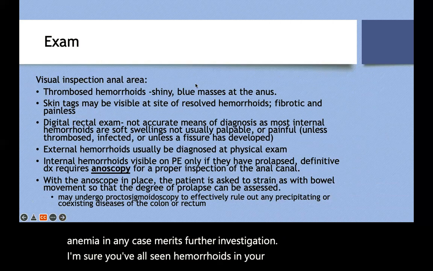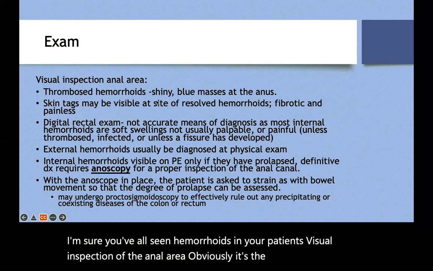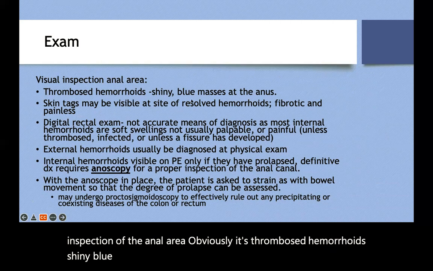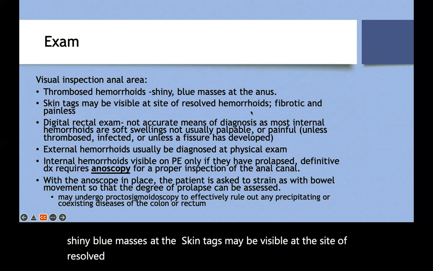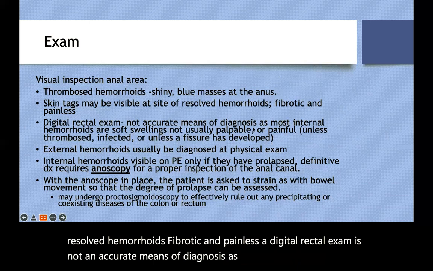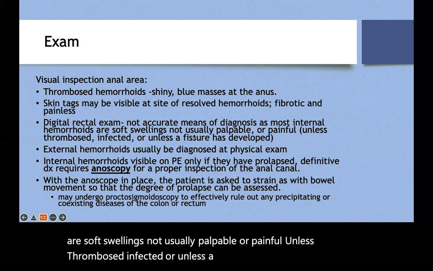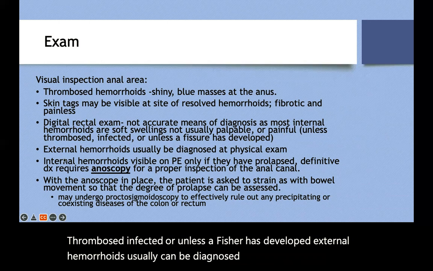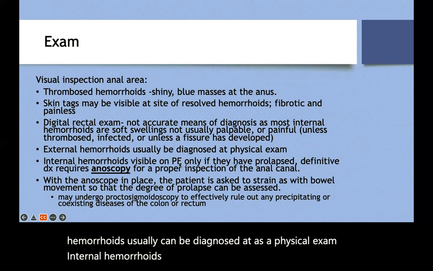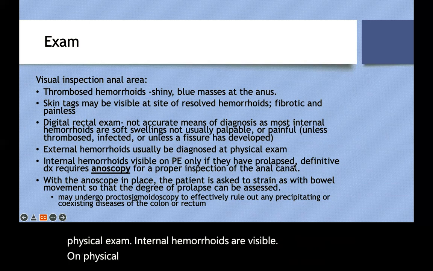Visual inspection of the anal area. Obviously, thrombosed hemorrhoids are shiny blue masses at the anus. Skin tags may be visible at the site of resolved hemorrhoids, fibrotic and painless. A digital rectal exam is not an accurate means of diagnosis, as most internal hemorrhoids are soft swellings, not usually palpable or painful unless thrombosed, infected, or unless a fissure has developed. External hemorrhoids usually can be diagnosed at a physical exam. Internal hemorrhoids are visible on physical exam only if they have prolapsed.